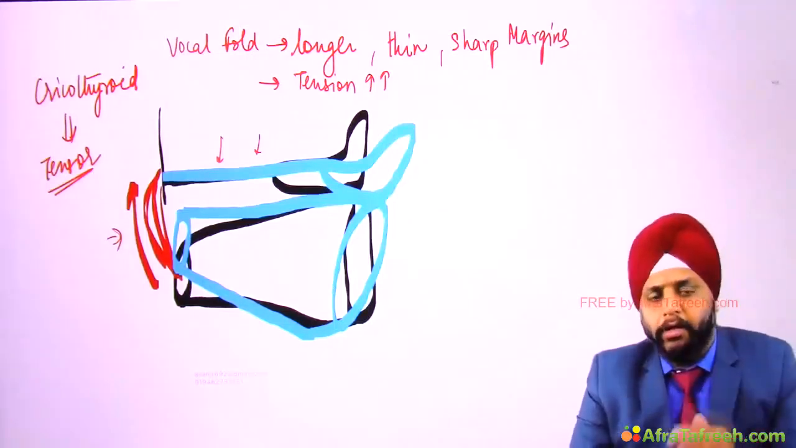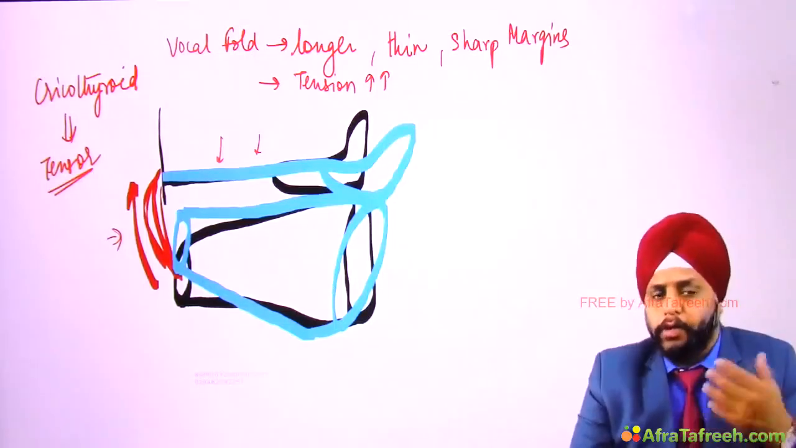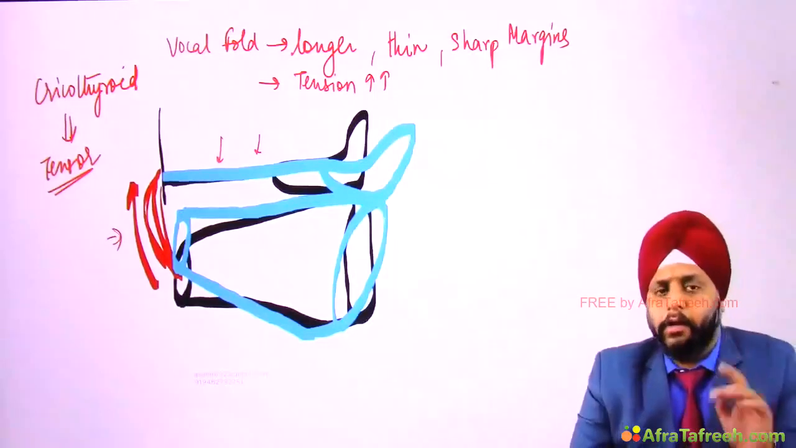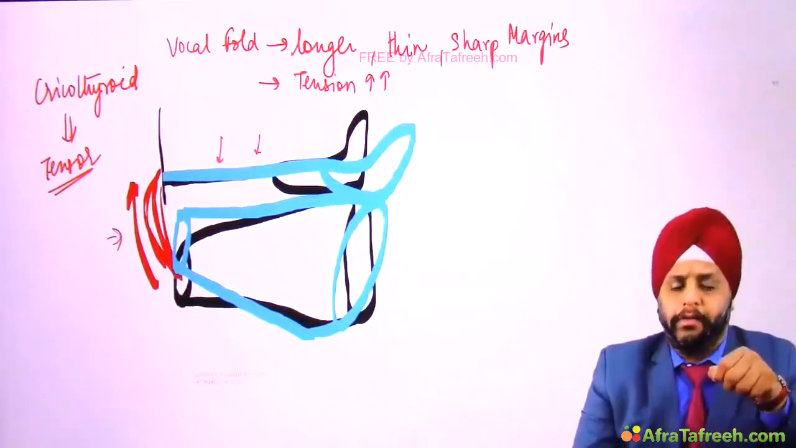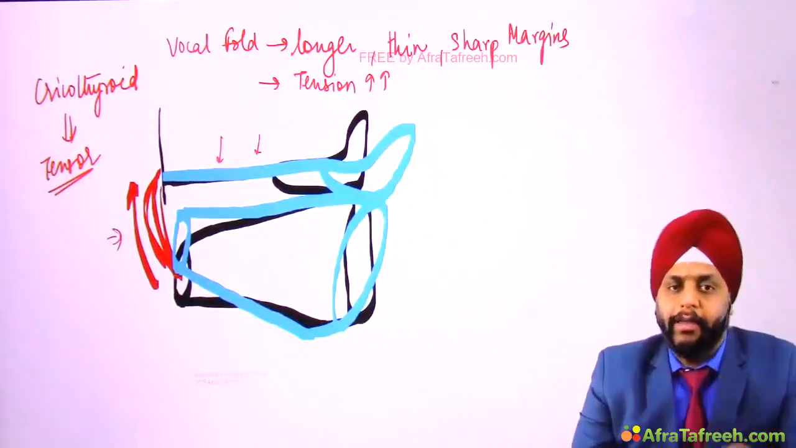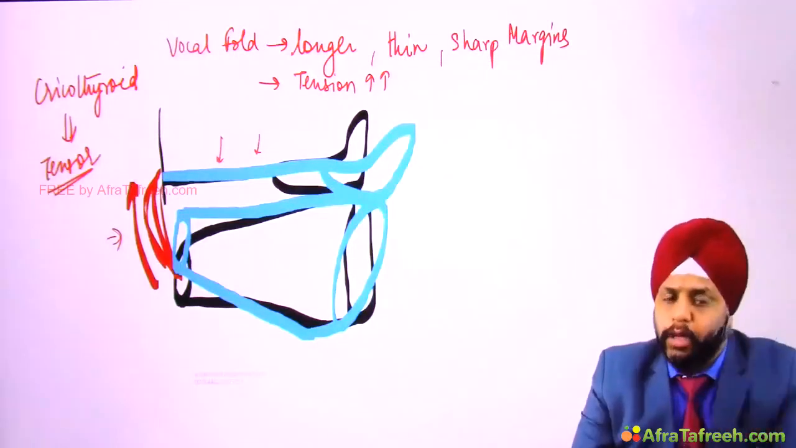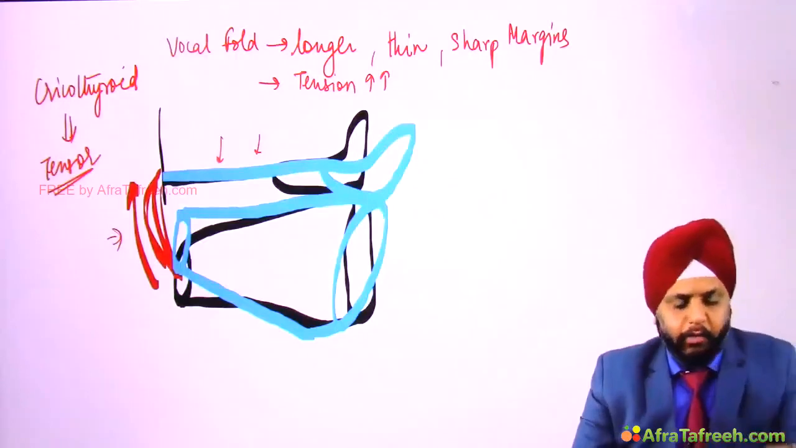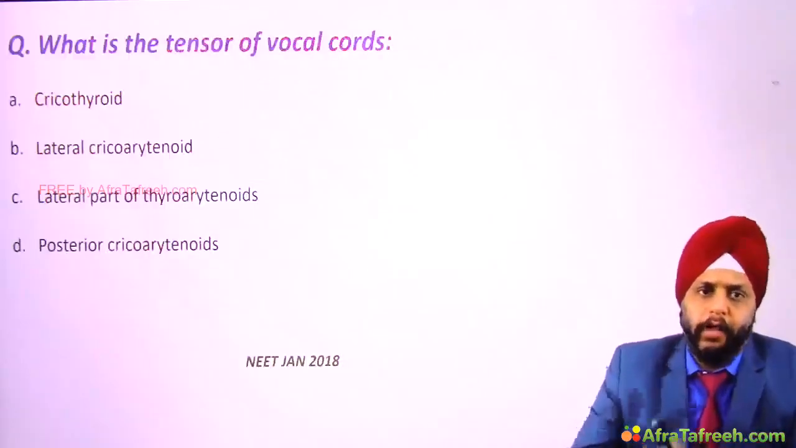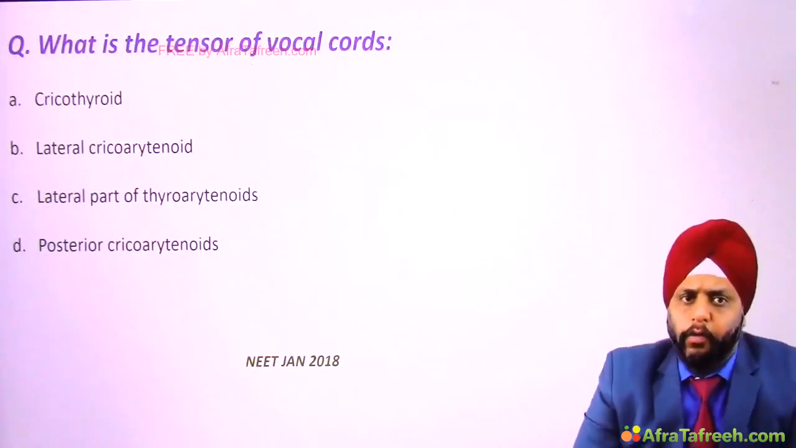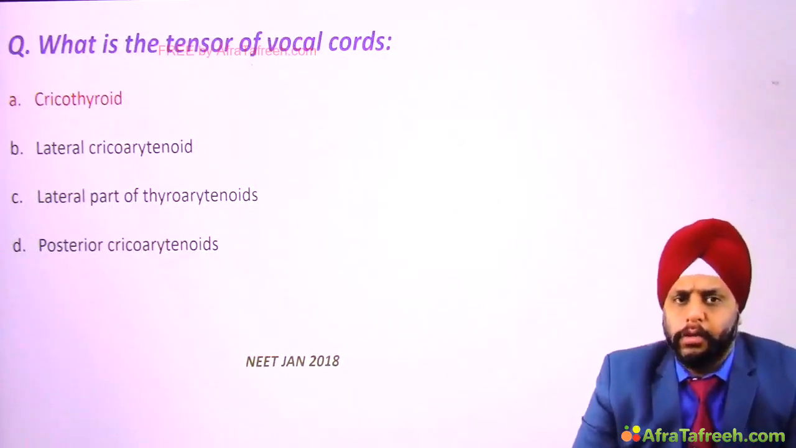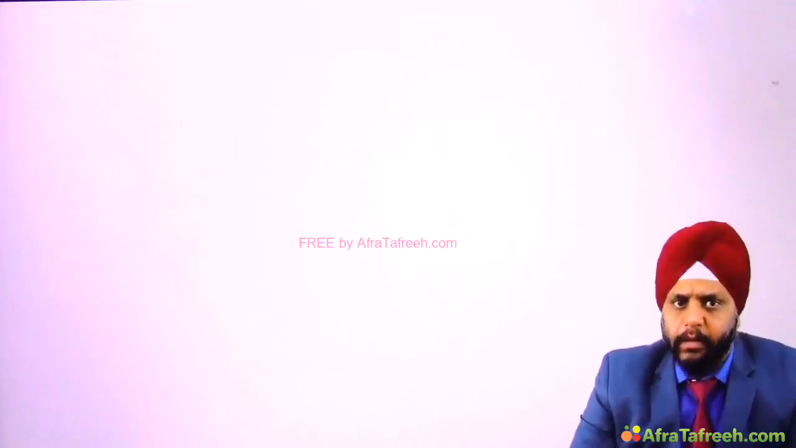Similarly, cricothyroid is outside on the outer surface, and it is not saying anything to the vocal fold. It is just pulling the cricoid. As it pulls the cricoid, the tension in the vocal fold increases. So cricothyroid is the tensor of the vocal fold. And this question is asked, which is the tensor of vocal fold? Answer is cricothyroid muscle.